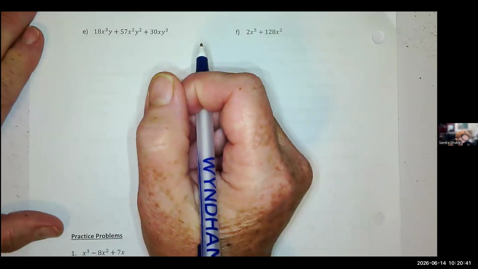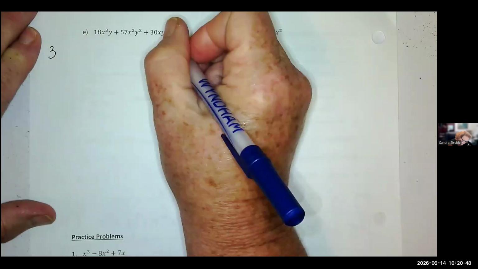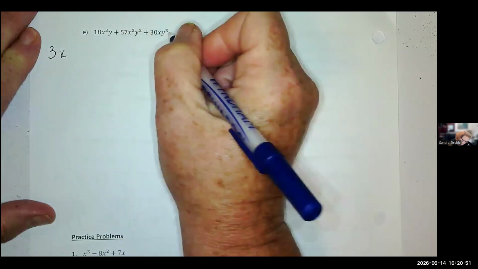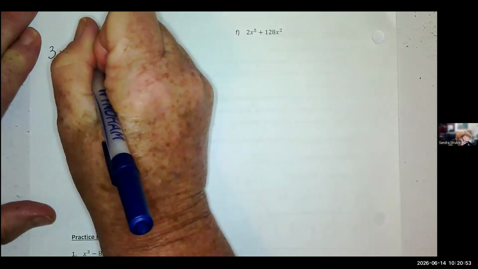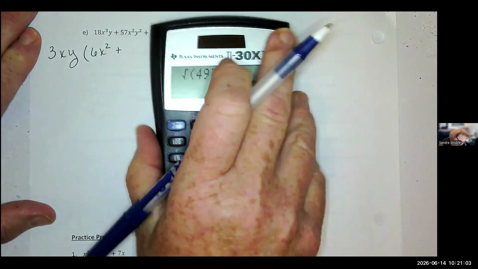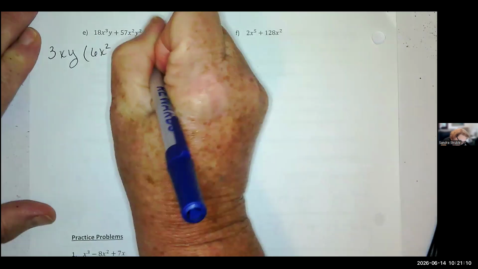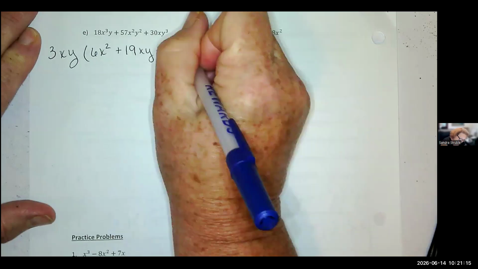They all have 3 in common. For x's, they all have x. The lowest one is x. For y, they all have y, so y is the lowest. When I factor 3xy from the first term, I'm left with 6. 3 times 6 is 18. X squared, y is gone. 57 divided by 3 is 19. I've got an x and a y plus 15, nope, 10. 10 times 3 is 30. And y squared. All right.